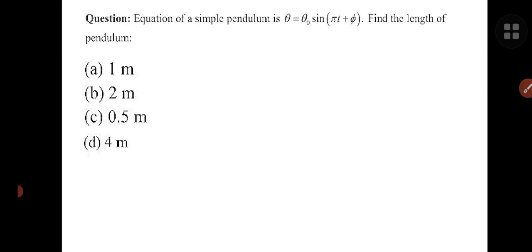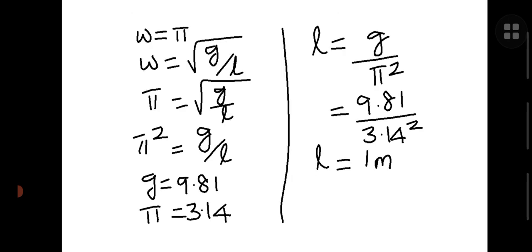Equation of a simple pendulum is theta equal to theta naught sine pi t plus pi. Find the length of the pendulum. Option A 1 meter, option B 2 meter, option C 0.5 meter, option D 4 meter. Here from the statement we can consider omega is equal to pi. We know the formula for omega, angular frequency, that is square root of g by L.